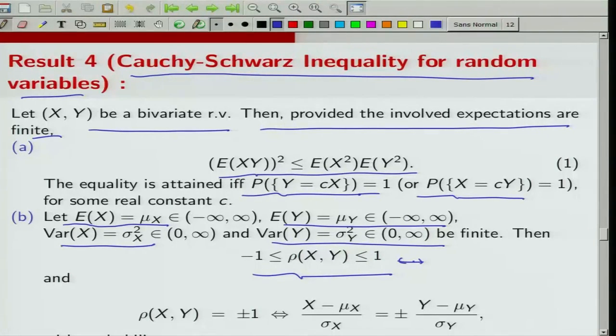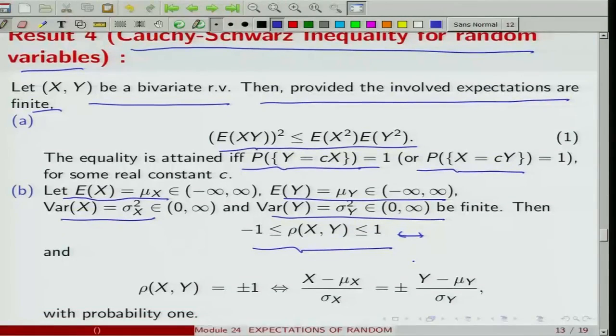Not only that, it says correlation is plus or minus 1 if and only if (X minus mu x) upon sigma x is plus or minus times (Y minus mu y) upon sigma y with probability 1. So, that means correlation square is 1 if and only if X and Y are linearly related. This is what it says.